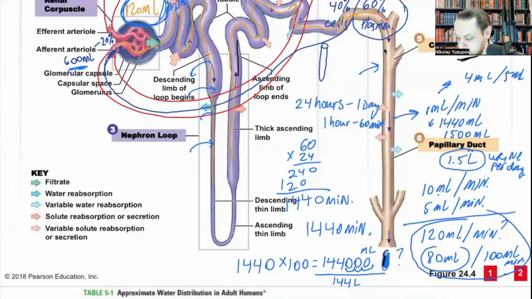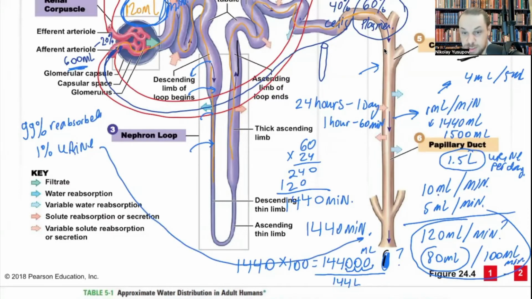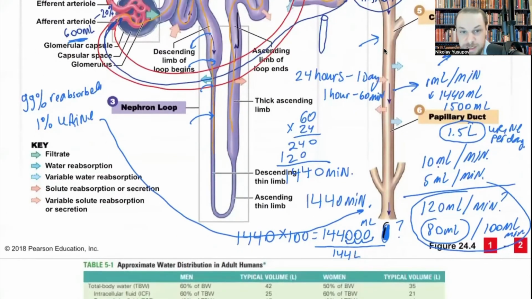Truly speaking, if I were to use percentages, 99% gets reabsorbed and only 1% is urine. So only 1% of this amount is actually exiting through your collecting duct. All right, any questions here?